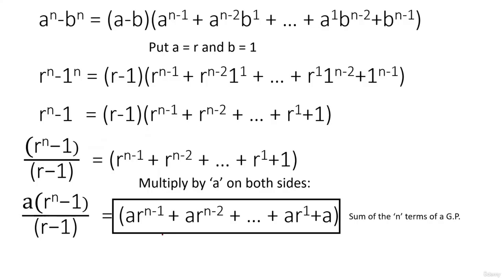So there is a ready-made formula now which we have for the sum of the n terms of a geometric progression, that is A times R raised to n minus 1 divided by R minus 1.